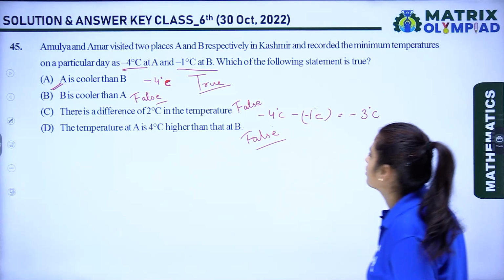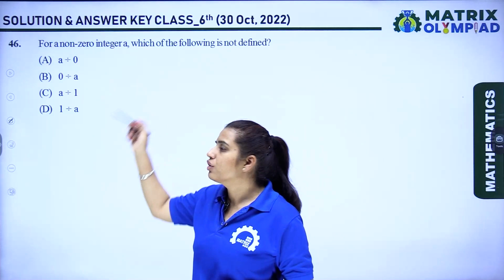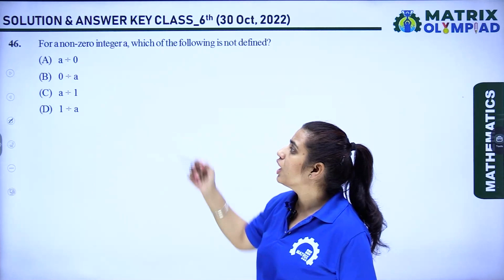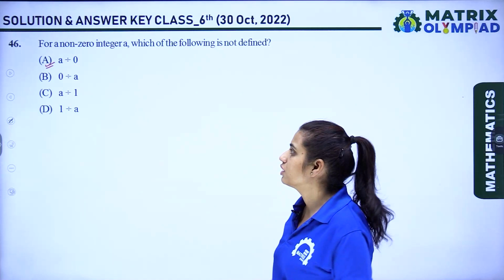So, the next question is, for a non-zero integer A, which of the following is not defined? Here, we have to find out of these four options which is not a defined term. Now, here, we can easily observe and say that option A is the correct answer, as A divided by 0 is not a defined term. This is a direct question.